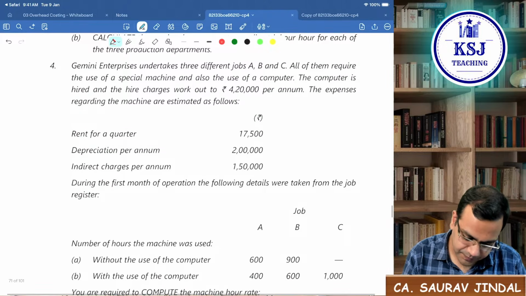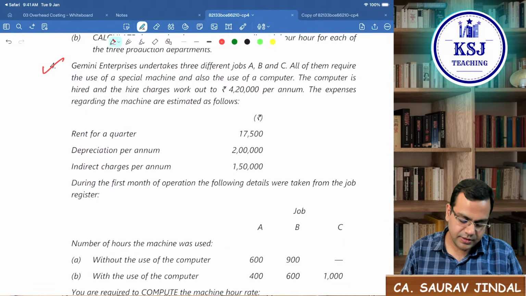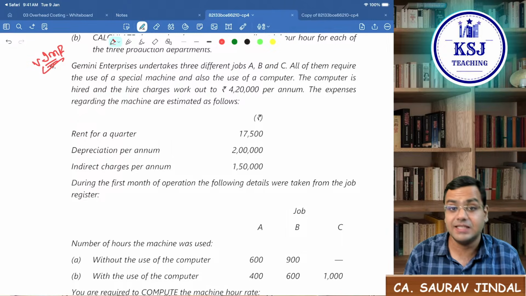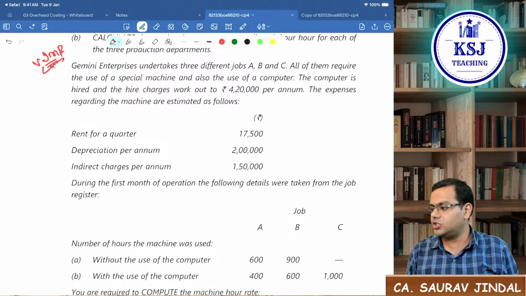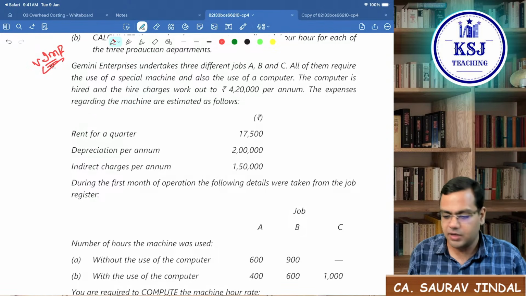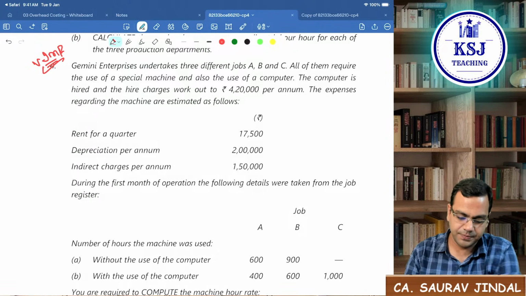Let's see. Mark it as very important because this question they have asked in the exam also, just with the change of values or a little bit of twist the institute can do, but more or less the same question they have asked.